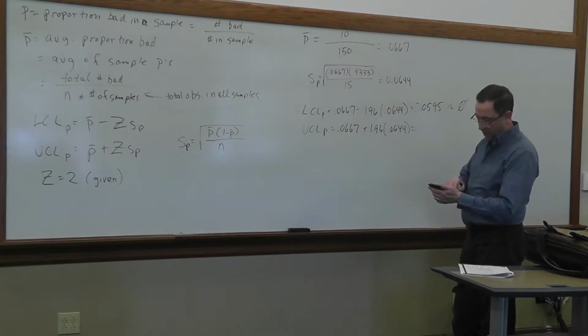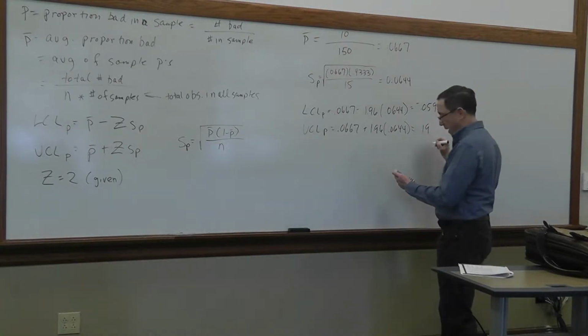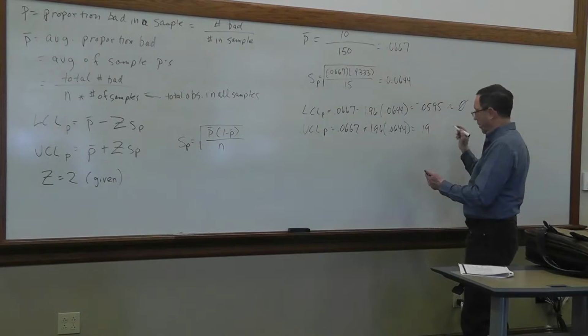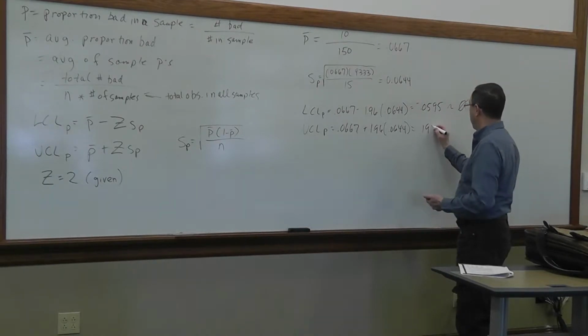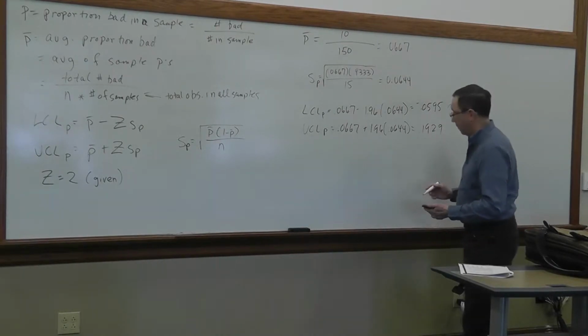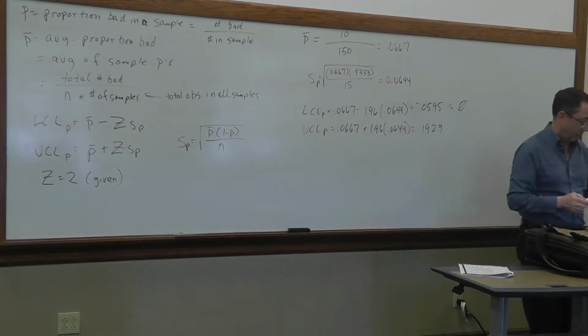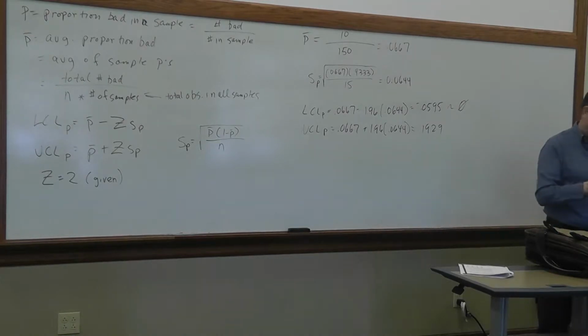0.0667 plus 1.96 times 0.0644 should come up with 0.19 something. Yes, 0.29, so call it 0.29 if we're going that far. And am I correct on that one?